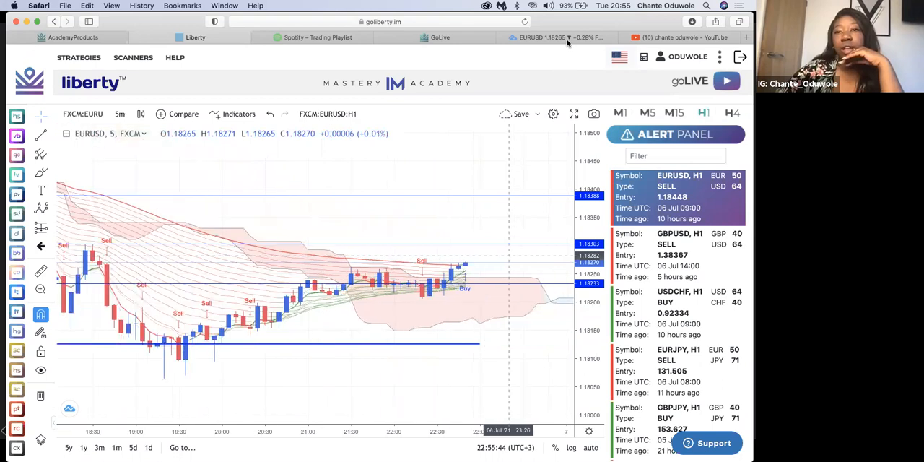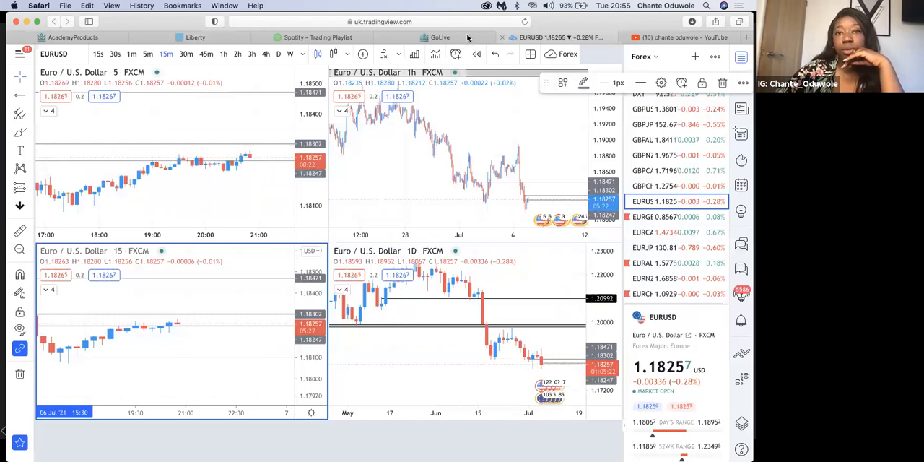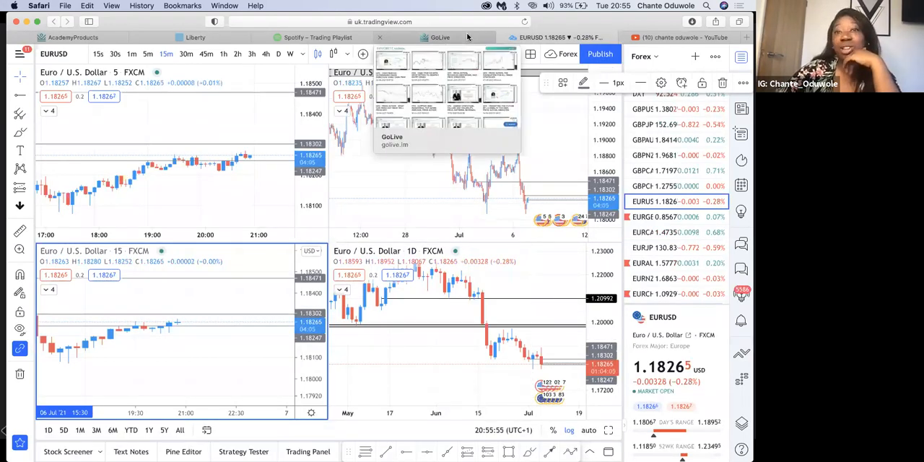Well, how do you know when the next area is to get in? Double check it on your TradingView. Okay, and I have nothing else to recommend but price action, because it really does help. It's like the missing puzzle.